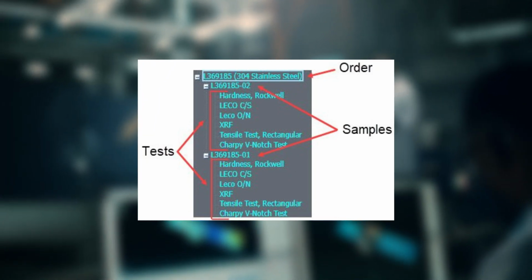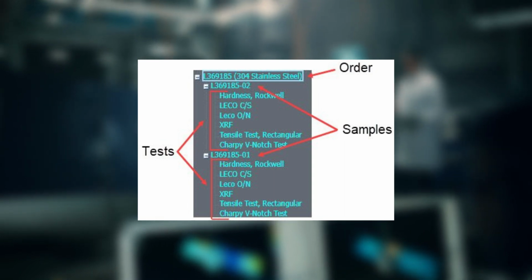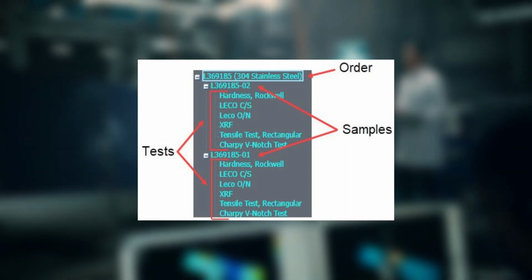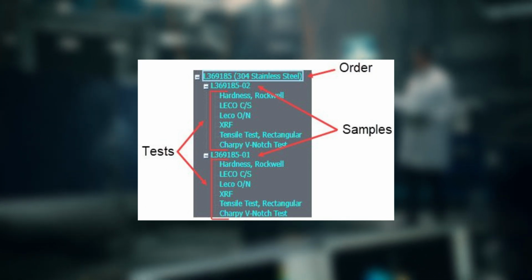Wavefront LIMS provides multiple paths for creating and tracking these objects, including automatic creation through an interface with an ERP system, creation through the execution of predefined templates, and manual creation.